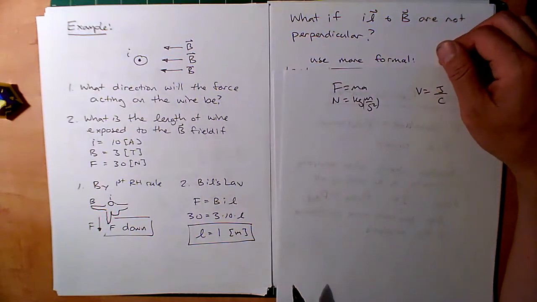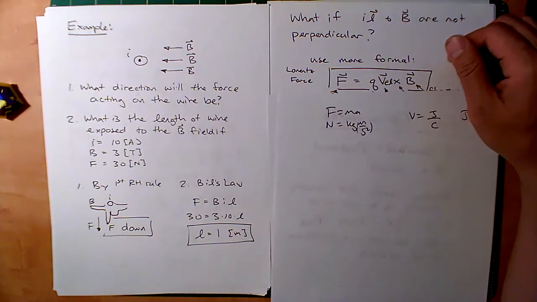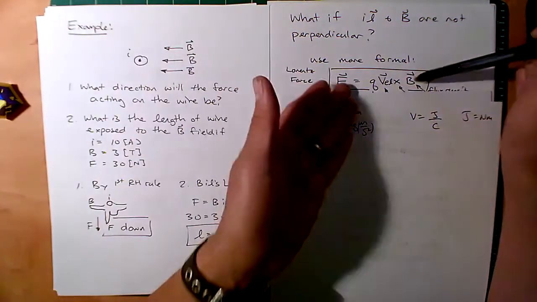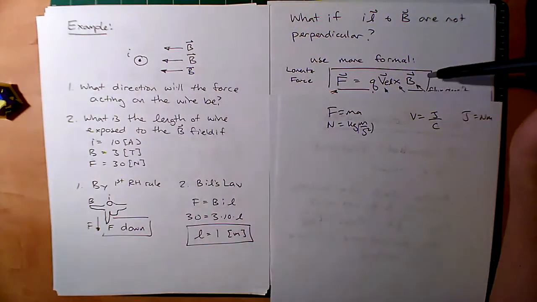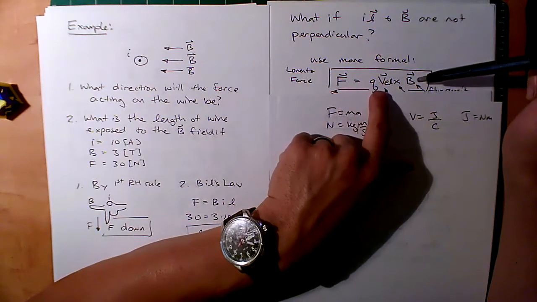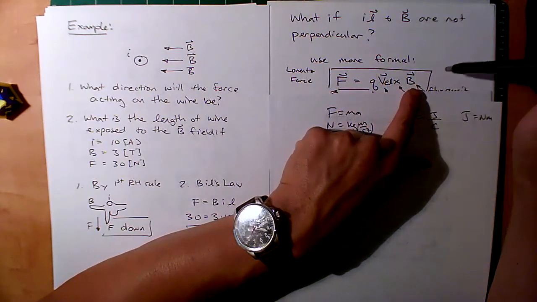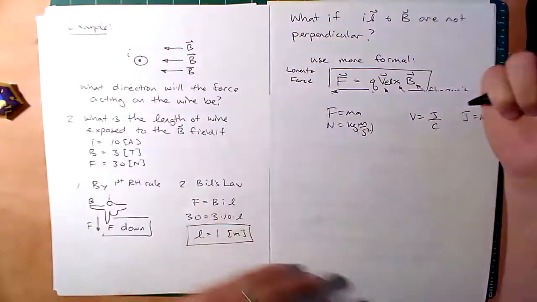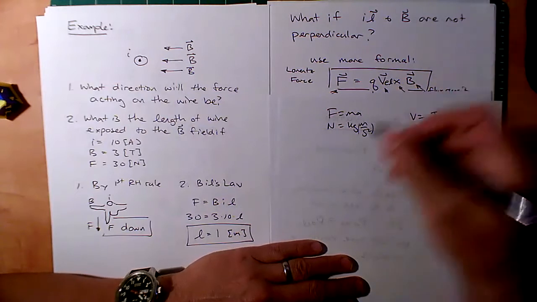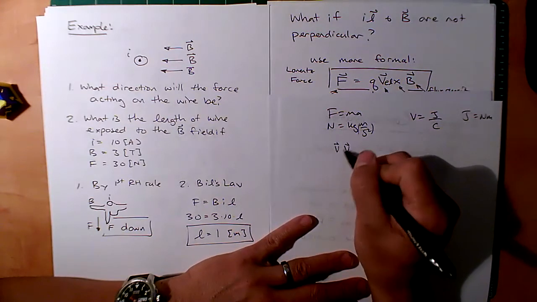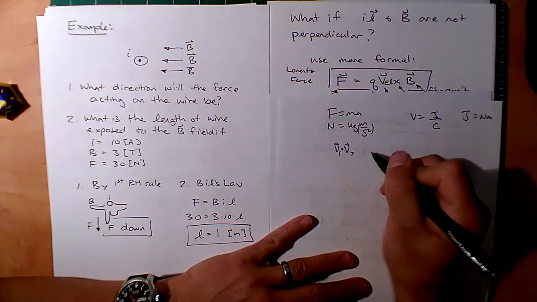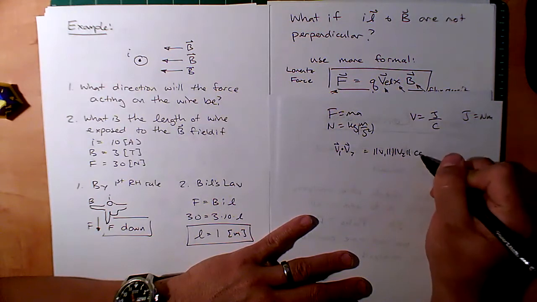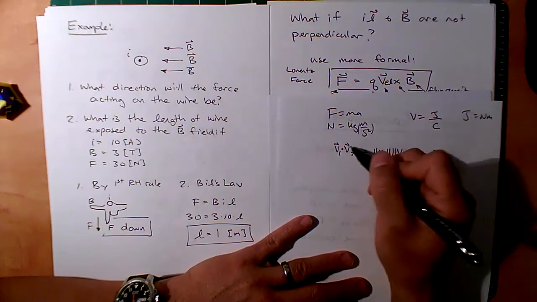Okay, so now we can use a more formal, or I should say more general, equation. It's still the Lorentz force. So the Bill's law is actually a special case of this Lorentz force equation, right? And it's F equals Q velocity cross B. This is a cross product. We saw a dot product in the last lecture, right? Remember, the dot product is if you have 2 vectors, V1 and V2, and you dot them, then you get V1 magnitude, V2 magnitude, cosine of the angle in between. This is the dot product.